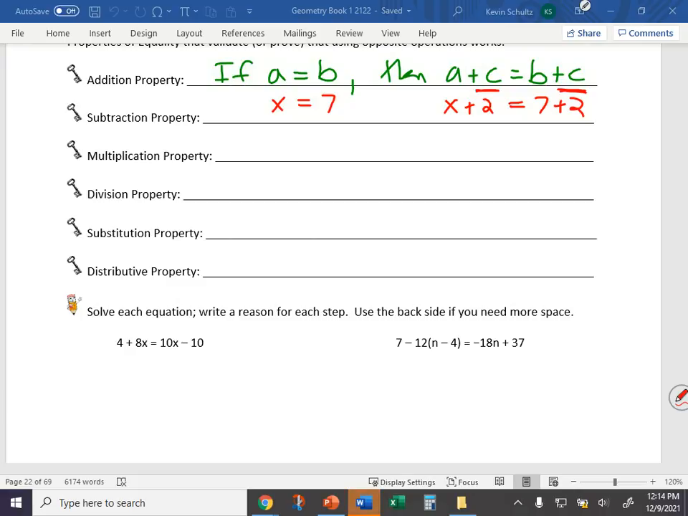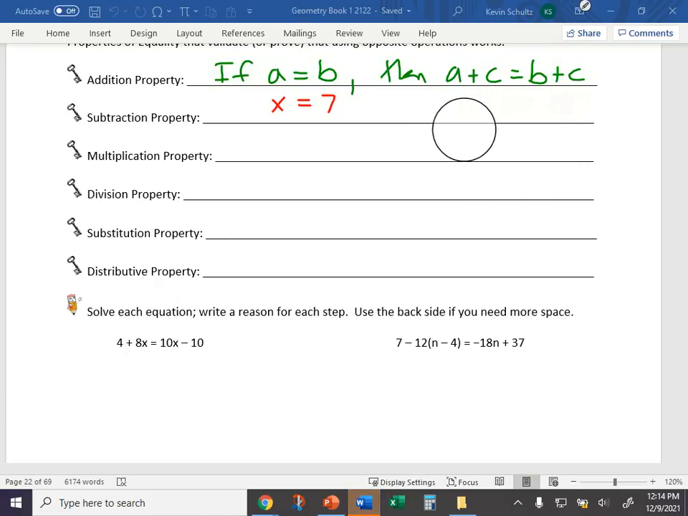That's the theory behind what we do when we solve an equation using opposite operations, right? We add the same thing to both sides. It keeps the equation balanced. It doesn't change the value. This is the property that tells us we can do that. Okay? Whatever A and B equal doesn't make a difference. We can add the same thing to both sides, and the value is not going to change.